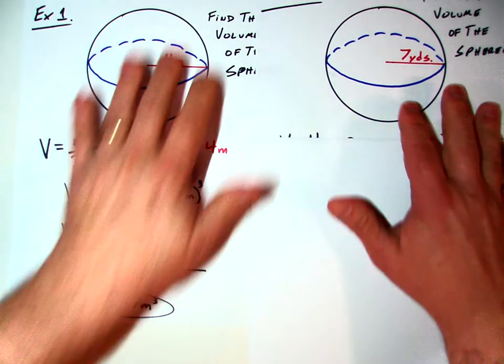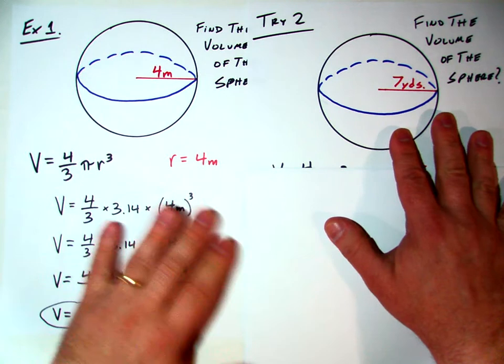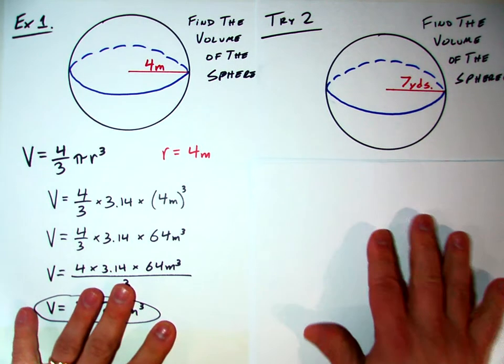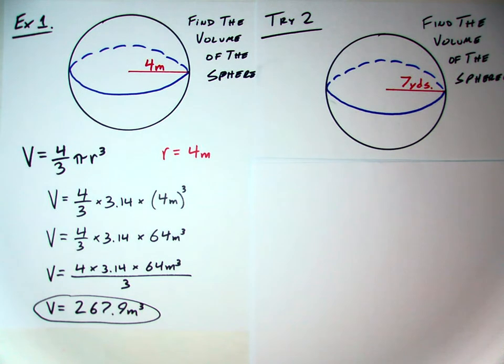I want you to find the volume of this sphere, and this one has a radius of 7 yards. So I want you to pause the video, and I want you to answer this problem, and we'll take a look at it. So go ahead and do that now, please.